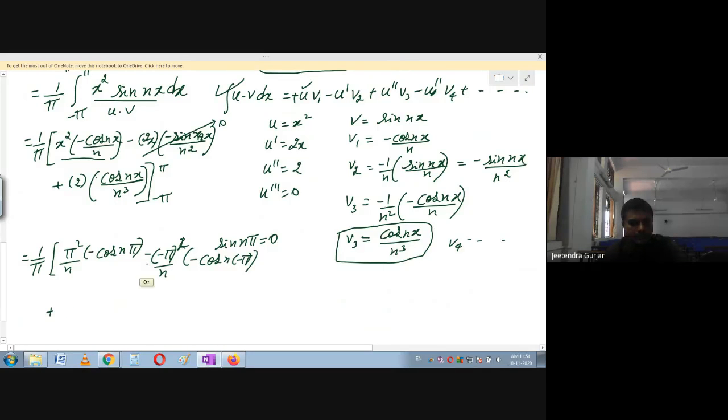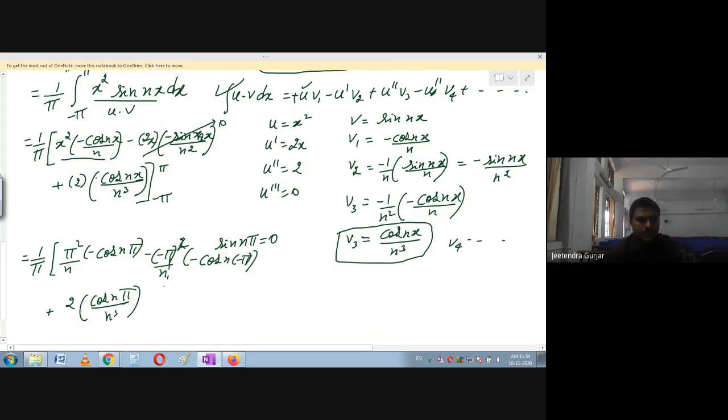Yes, very good. You are right. So therefore, this is plus 2 into cos n pi upon n cube. I'm going to substitute this value. Yes, you can substitute these values in this form, or instead of simplifying like this, you can also substitute first pi and then minus pi.